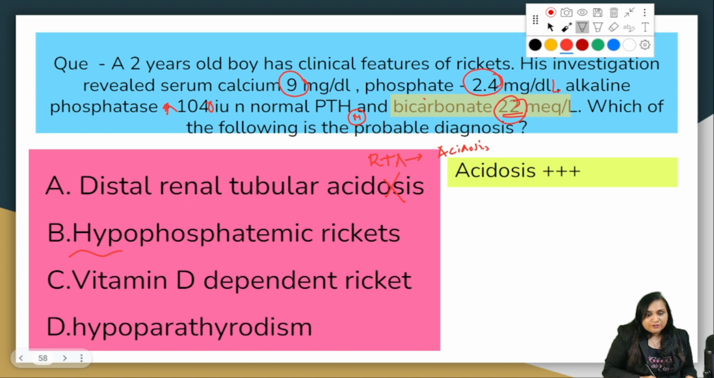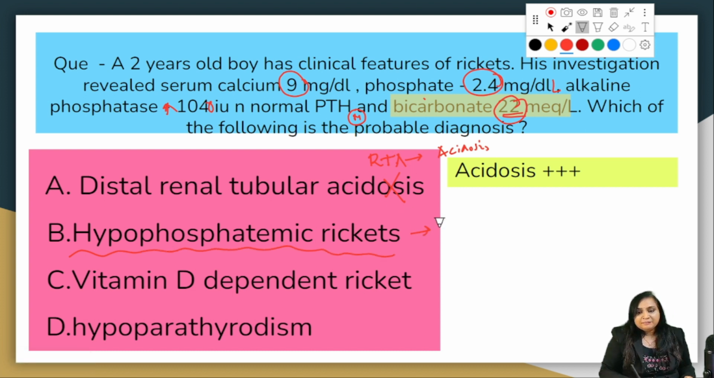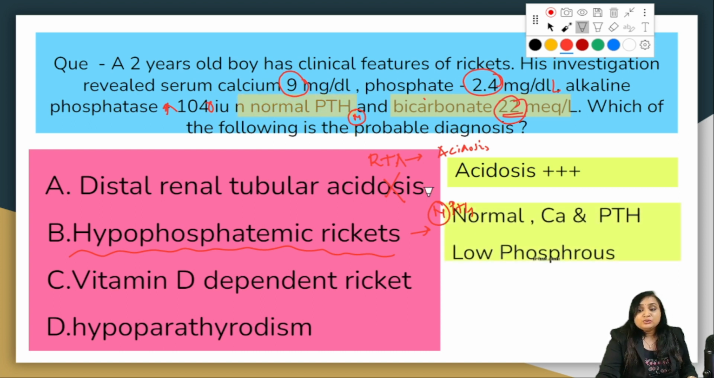In a hypophosphatemic rickets, is it possible? Yes, it could be possible because there is a normal PTH. That is the only rickets which will have a normal PTH level. So it could be possible. Calcium and PTH normal and low phosphorus. Yes, so B could be our option.